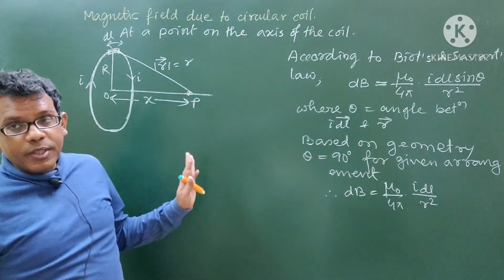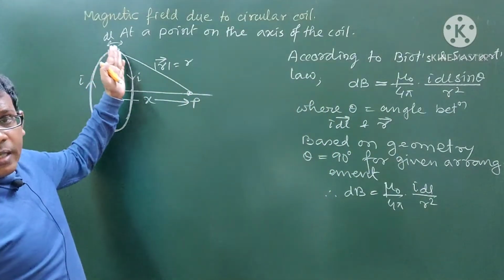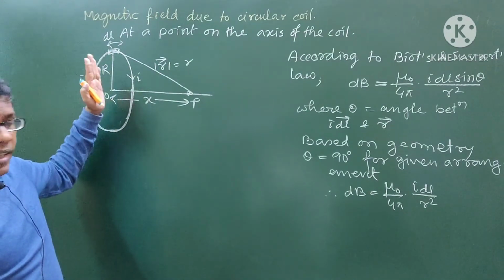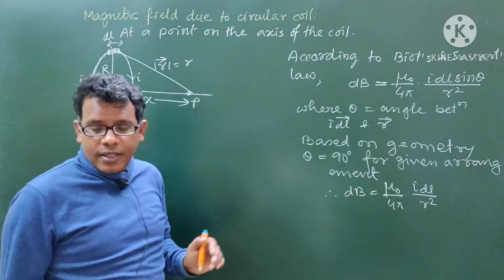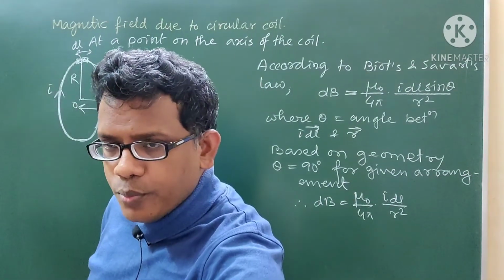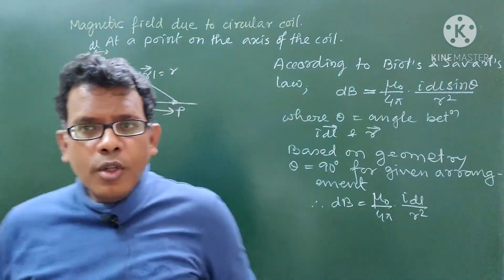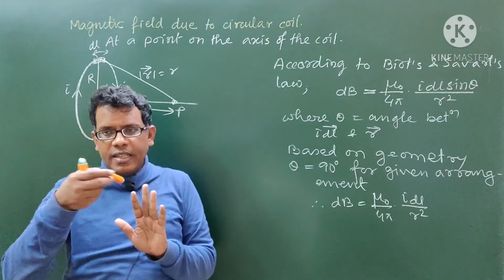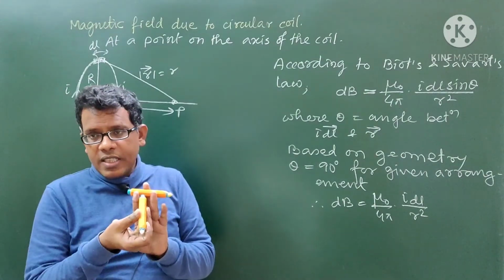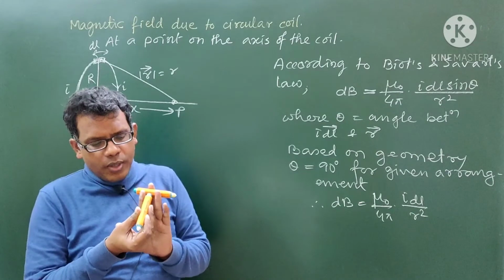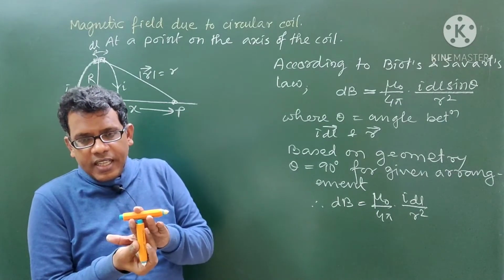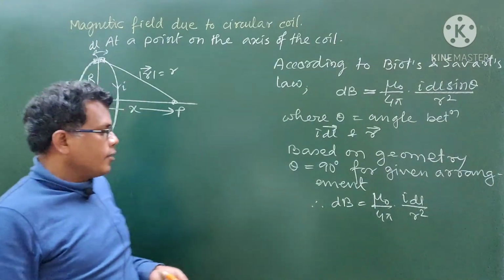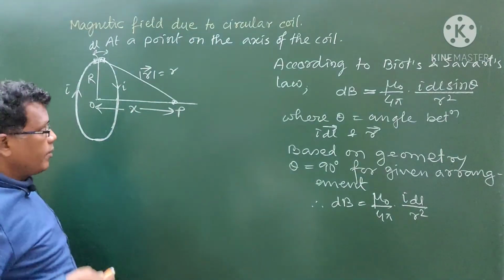For theta, because it is three-dimensional, it is very difficult to represent the angle theta here in the diagram. So we need to understand the geometry practically. As I said, this is the current element, this is the radius vector, and the angle between these two lines, you can clearly see, is 90 degrees. So that's why sine theta will be 0.